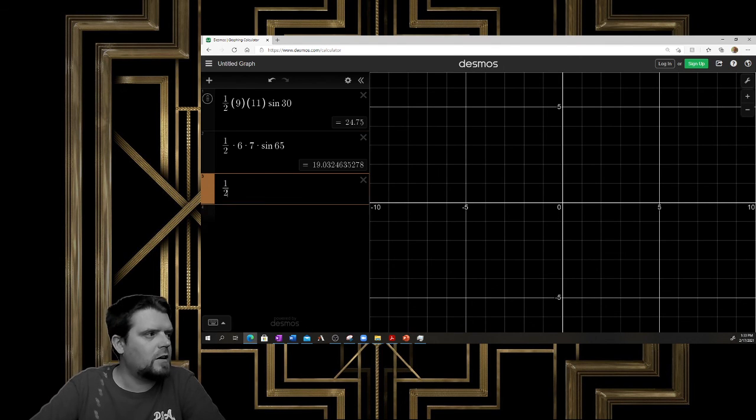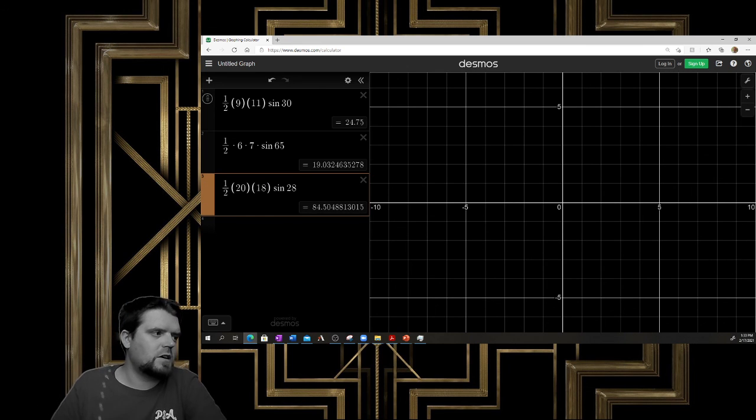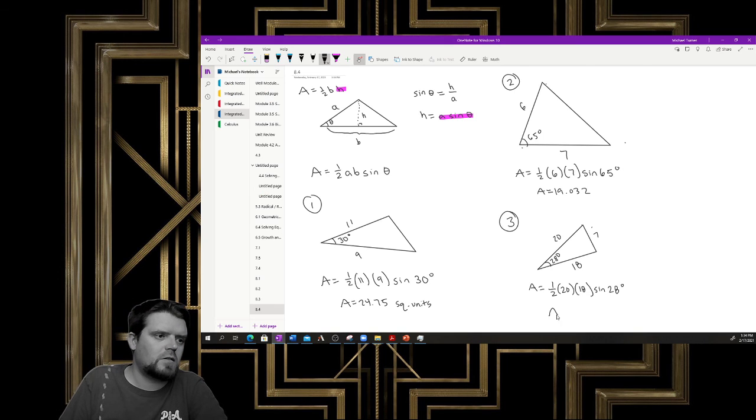Plug it into the calculator. 1/2 times 20 times 18 times sine of 28 degrees. And I get 84.505. For my classes, try to do square units or units squared. If it gives you inches, give it inches squared, etc.